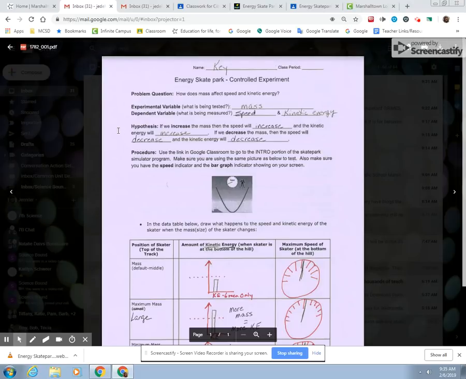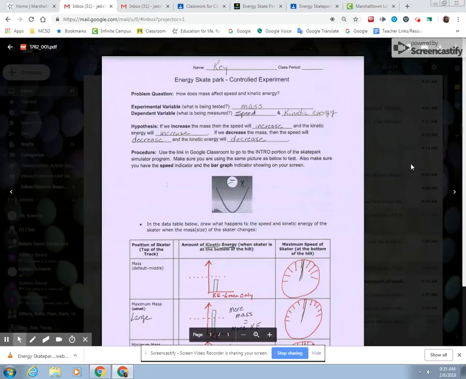The hypothesis, this is what you predict before you even test anything out. I guess my prediction is that if we make the mass bigger or increase it, then the speed's going to increase and the kinetic energy will increase. And then, kind of vice versa, if we decrease the mass or make the skater smaller, then the speed is going to decrease and the kinetic energy will decrease. So that was just my prediction before we did the test.